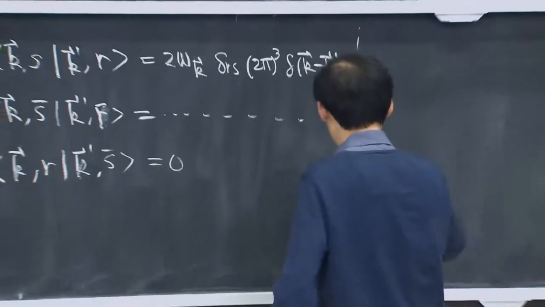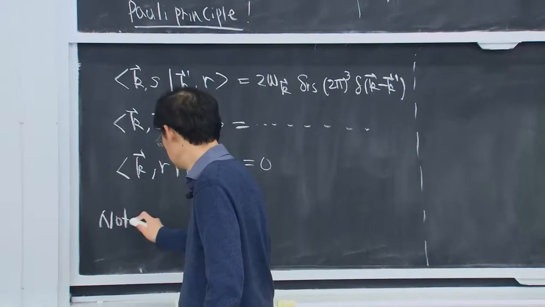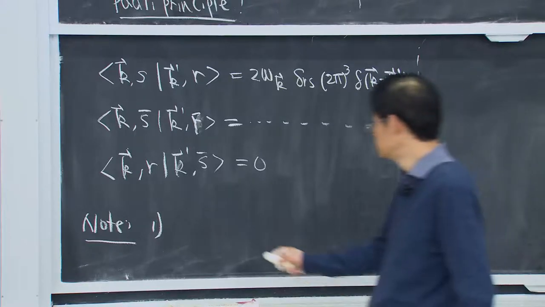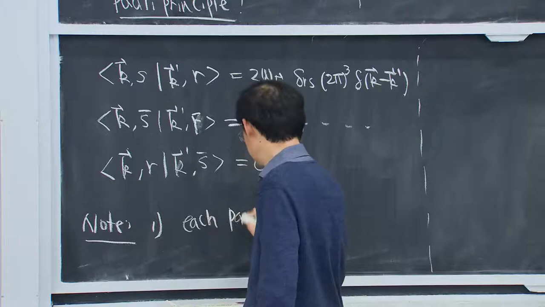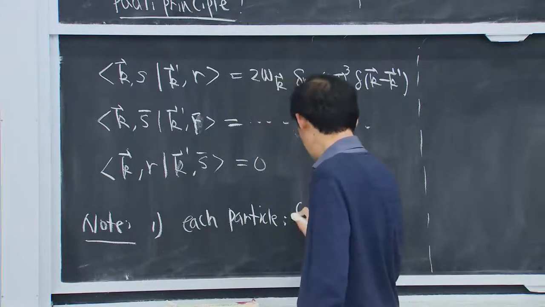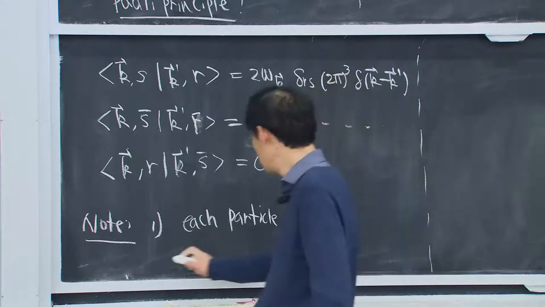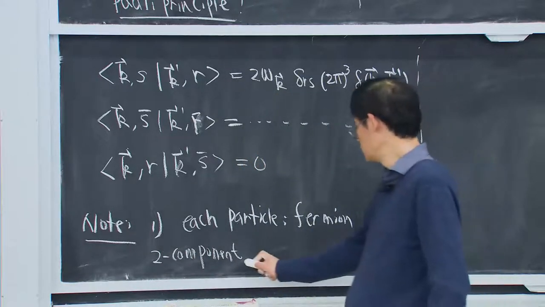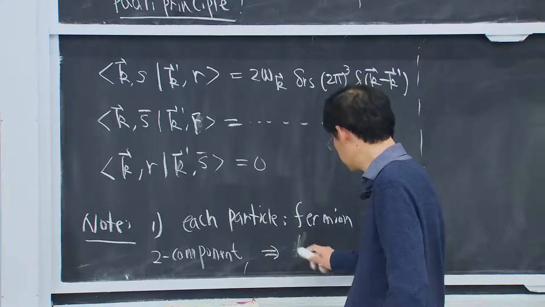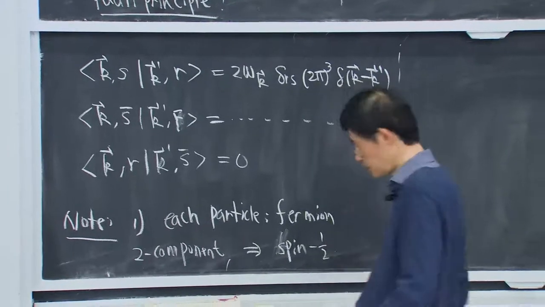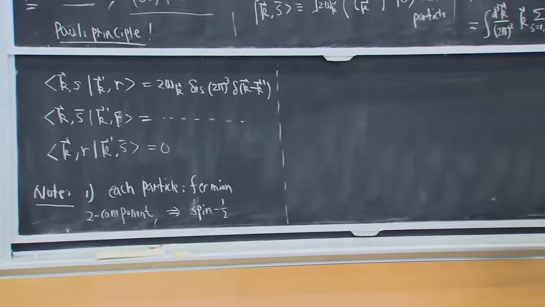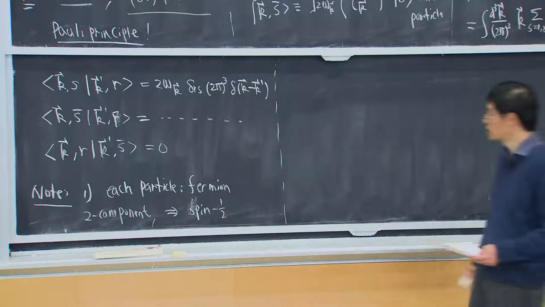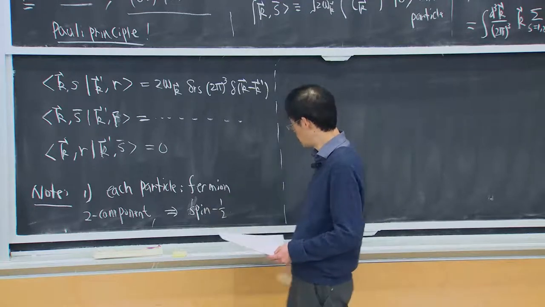So let us make some further notes here. Since each particle is a fermion, so we already said there should be a fermion, and has two components, again we guess there must be a spin 1/2 particle. You can guess that this should be a spin 1/2 particle, but you can check explicitly.